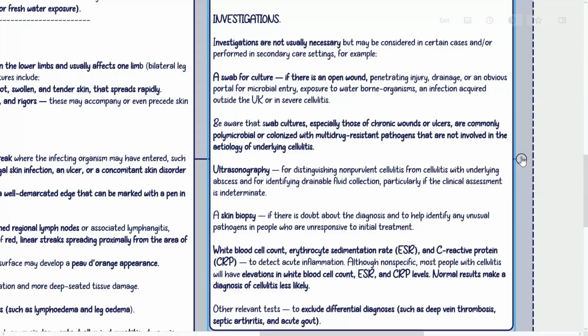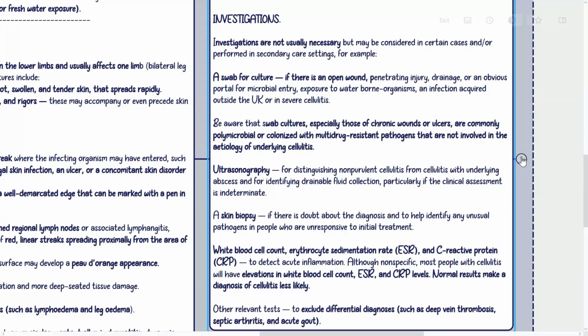Ultrasonography, for distinguishing non-purulent cellulitis from cellulitis with underlying abscess, and for identifying drainable fluid collection, particularly if the clinical assessment is indeterminate. A skin biopsy, if there is doubt about the diagnosis, and to help identify any unusual pathogens in people who are unresponsive to initial treatment.